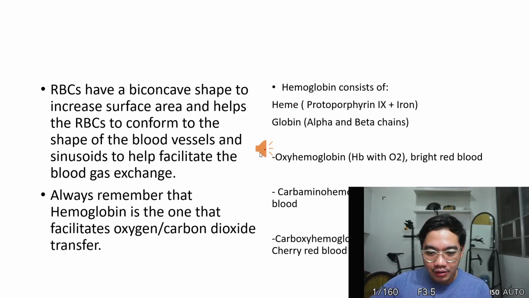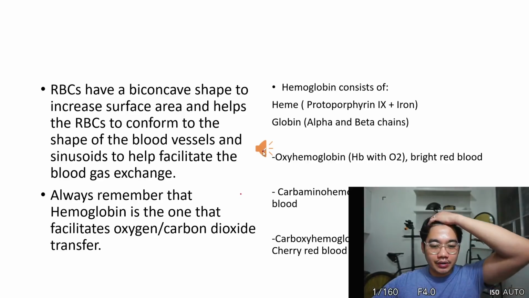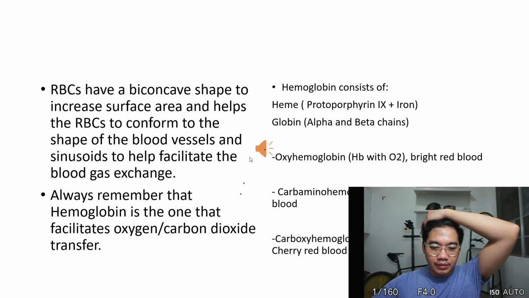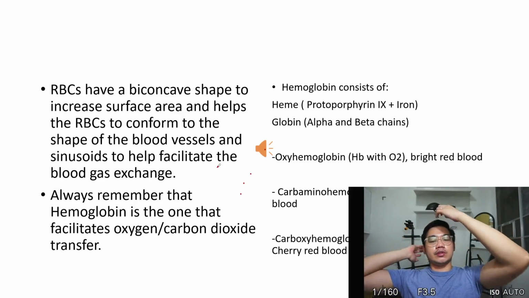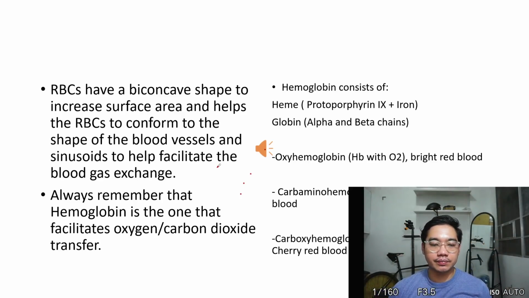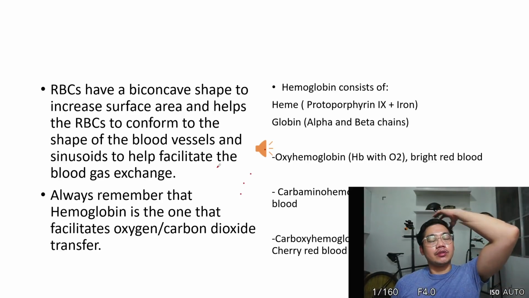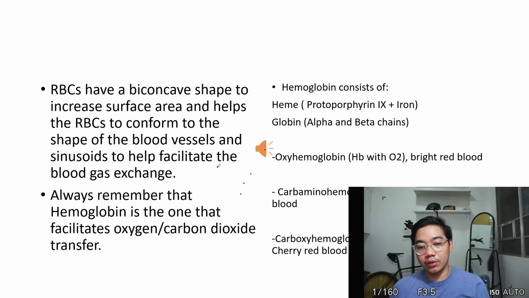So RBCs have a biconcave shape to increase surface area, like I said earlier, and to help them conform to the blood vessels and sinusoids and facilitate blood gas exchange. Always remember that hemoglobin is the one that facilitates oxygen and carbon dioxide transfer. Hemoglobin consists of protoporphyrin 9 and iron, alpha and beta chains. So the usual hemoglobin is your oxyhemoglobin, which is hemoglobin with oxygen bound to it.